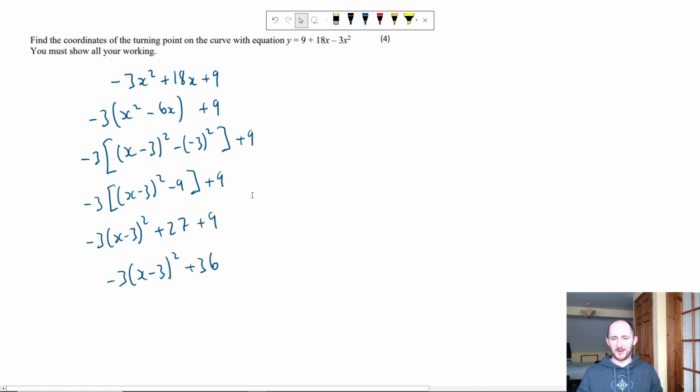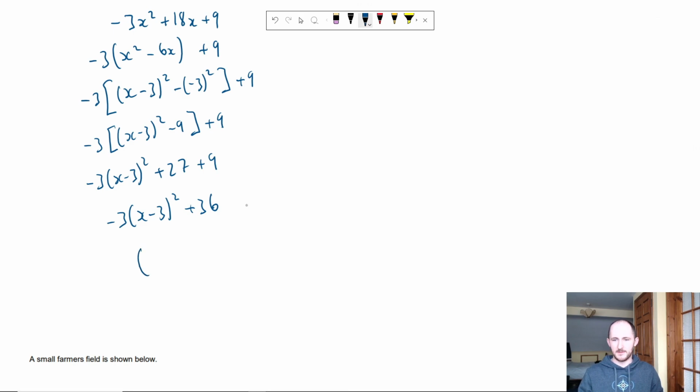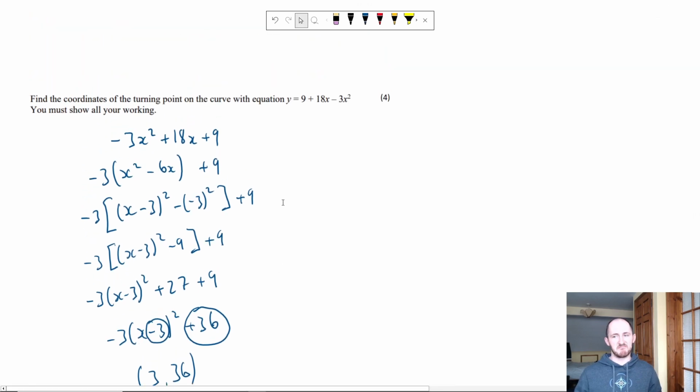So my turning points now are just going to be, you take this and you flip the sign to make it positive 3. Take this, keep the sign the same, 36. 4 marks. Again, it's not too bad.